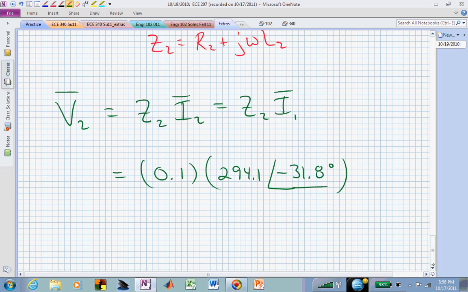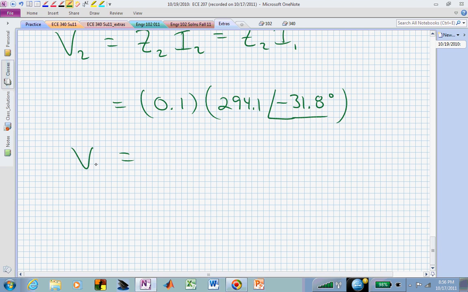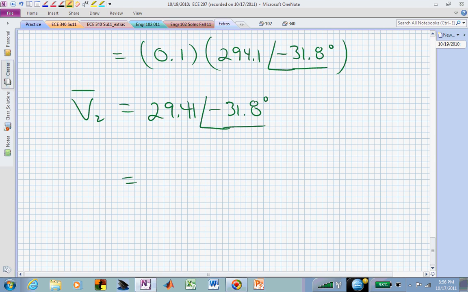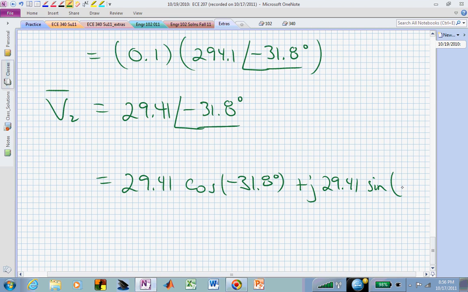This now allows us to find that V sub 2 as a complex number is 29.41 at an angle of minus 31.8 degrees. Or we now have 29.41 times the cosine of minus 31.8 degrees plus j 29.41 times the sine of minus 31.8 degrees by Euler.